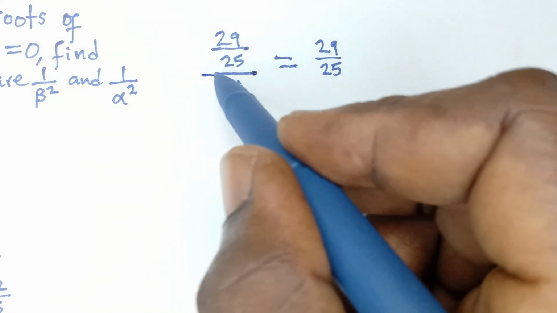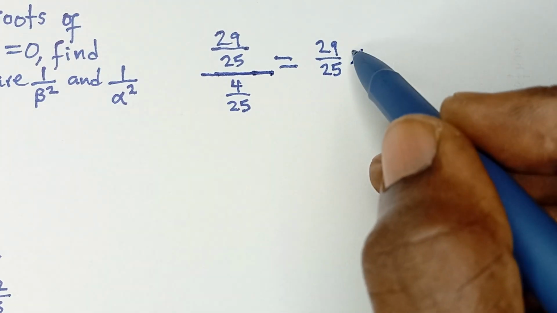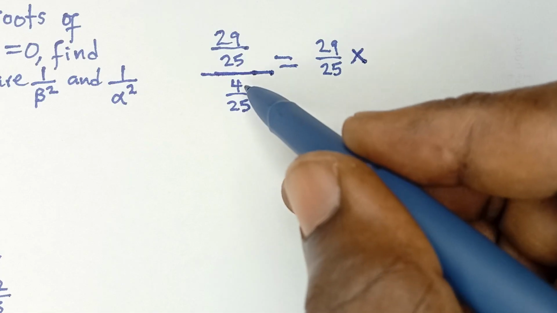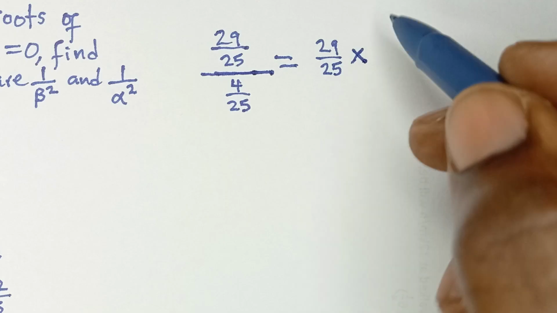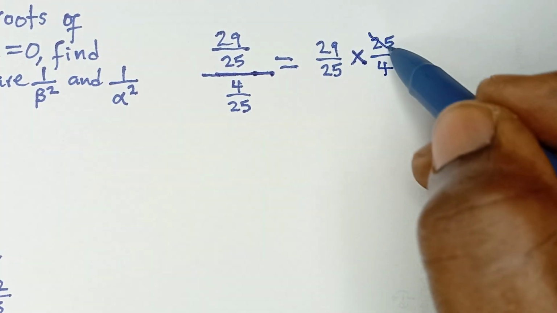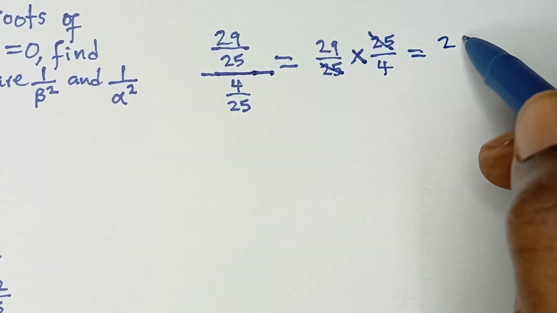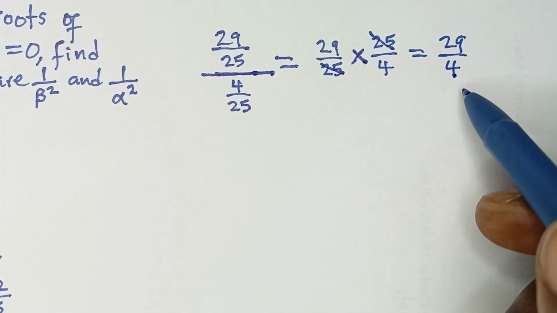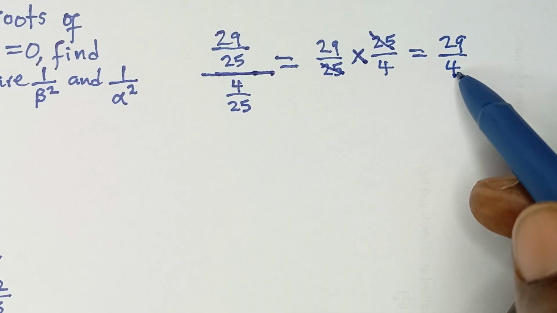Then don't forget, because of this division sign, when you have a division sign and you change the division sign to multiplication, when we're handling fractions, what we do is to invert the other fraction. So 25 goes up and 4 comes down. So it becomes 25 over 4. And then 25 will cancel 25. And then finally we have 29 over 4 as the sum of roots of the new equation. So the sum is 29 over 4 for the new equation.